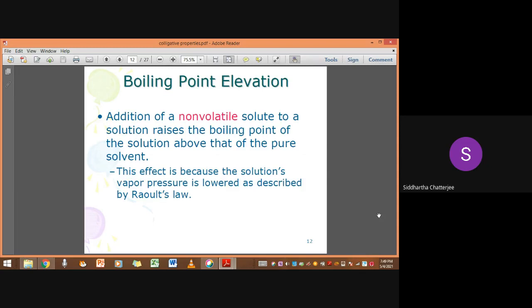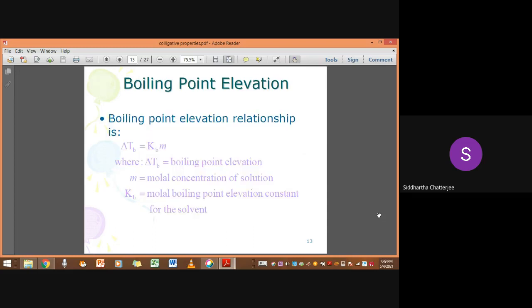Then the boiling point elevation. The other day we explained that the addition of a non-volatile solute to a solution raises the boiling point of the solution above that of the pure solvent. This effect is because the solution vapor pressure is lower, as we have already explained by Raoult's law. And the boiling point elevation relationship is like this: del TB equals kB m. As you know, del TB means the boiling point elevation, m means molal concentration of the solution, and kB is the molal boiling point elevation constant of the solvent.